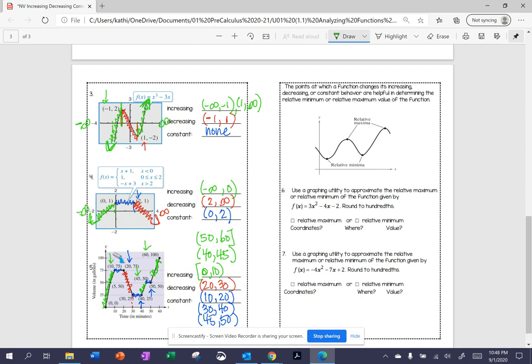Okay, so that concludes the increasing, decreasing, and constant portion. So now we're going to talk about extrema. So just some of the vocabulary, if I have more than one minimum, I call that a minima. If I have more than one maximum, I call that a maxima. And when I include multiple minima and multiple maxima, I call that extrema.